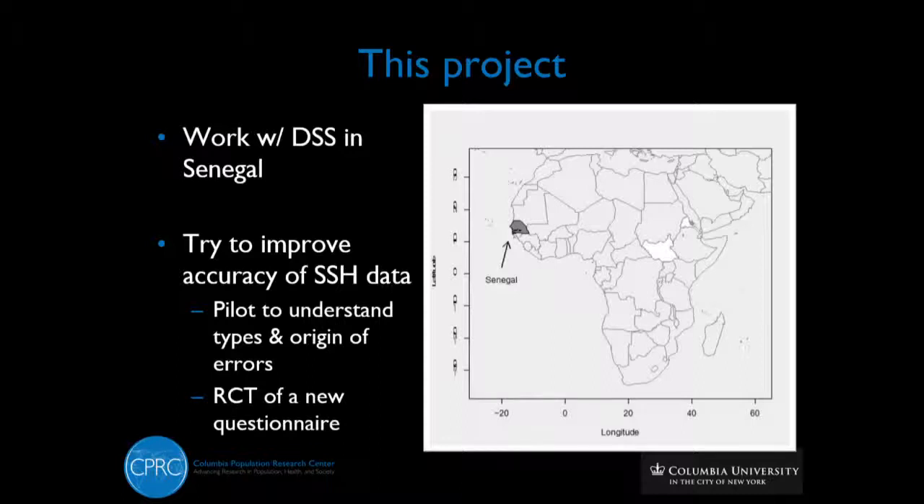And our goal, as I said, is to try and improve the accuracy of the sibling survival history. And we've done two things. The first was to conduct a pilot study to try and understand what kind of errors are most prevalent and where they're coming from.